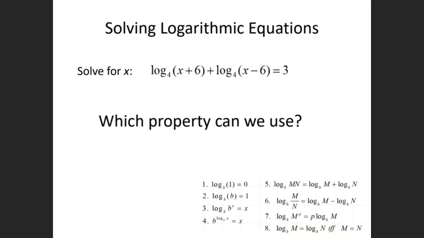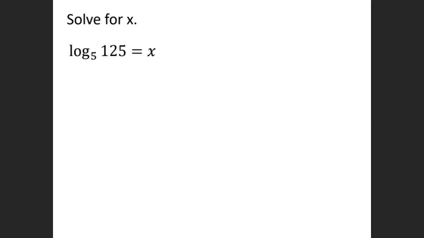So let's look at this next example. We have log base 4 of x plus 6 plus the log base 4 of x minus 6 is equal to 3. Well, what we can do is condense the left side to make our lives a little easier to solve this problem.